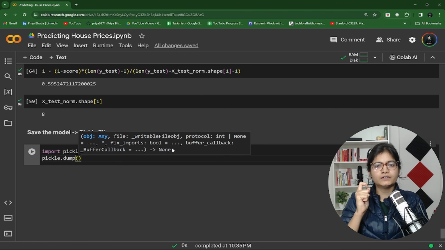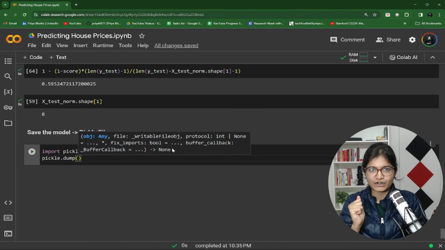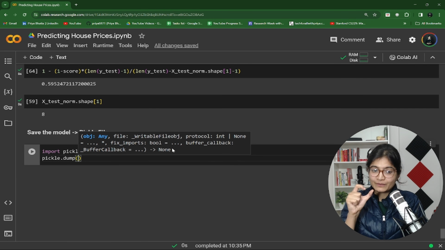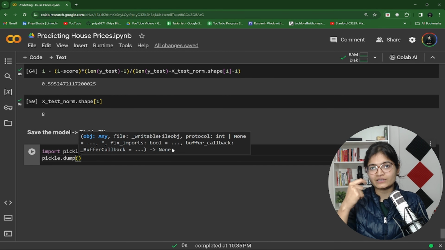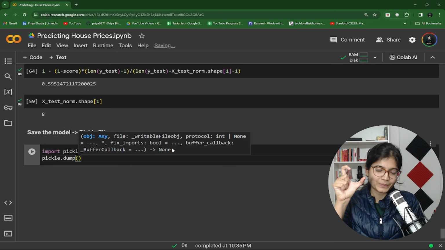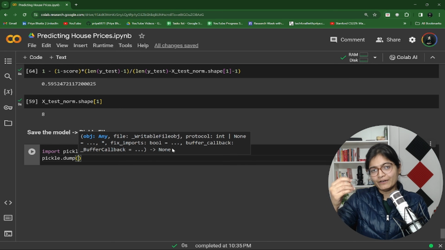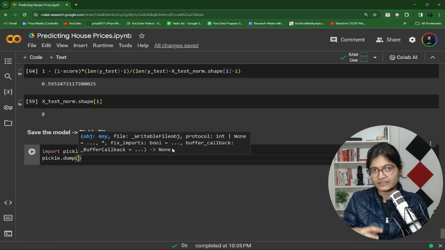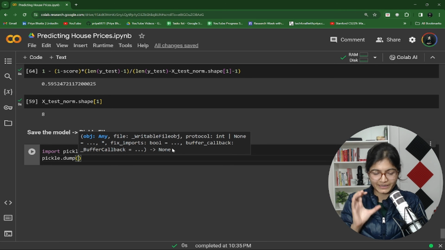So whatever cloud-based platforms we use for the deployment part, or if we do it locally as well, at that point of time, obviously we need this pickle file only, so that whenever the actual test data comes, it will hit the pickle file, and with the help of that, our model will get the predictions. How will it happen? Let me show you.